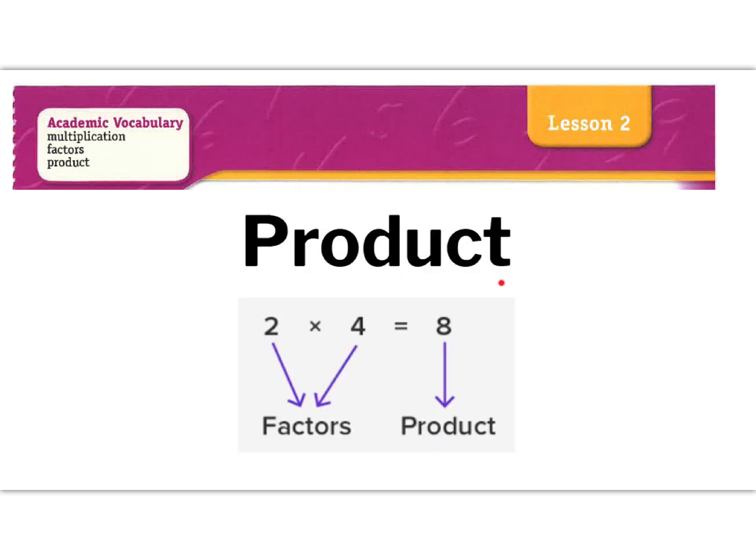Another word is the product. The product is like the answer to a multiplication problem. So 2 times 4, those are the factors, equals 8, that's the product. So if a question asks you what is the product of something, that means that they want you to multiply.